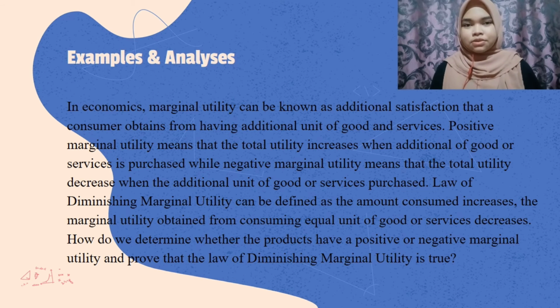How do we determine whether the product has a positive or negative marginal utility and prove that the law of diminishing marginal utility is true?